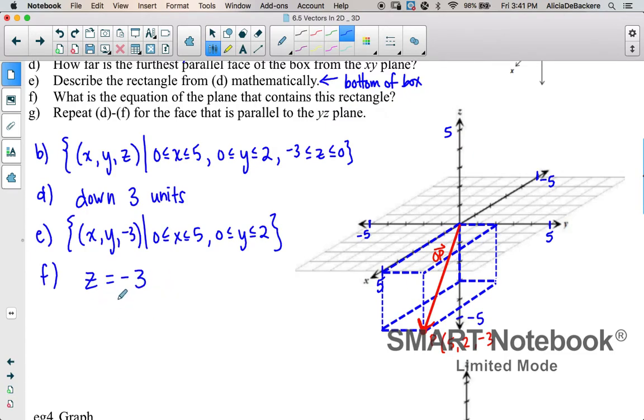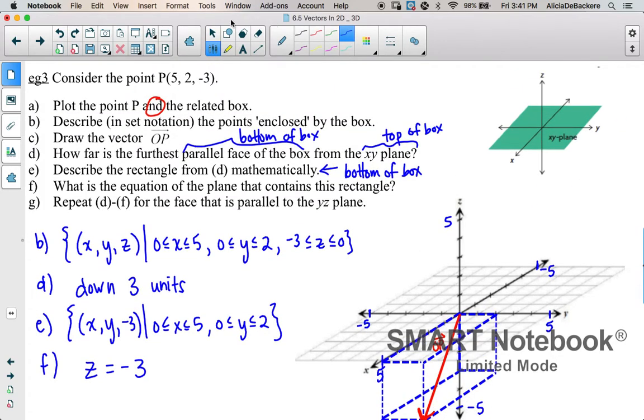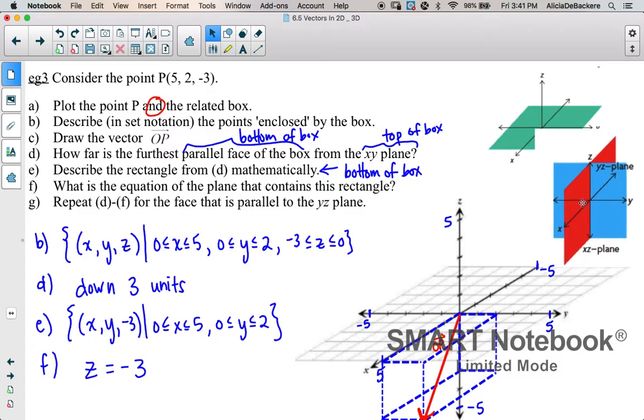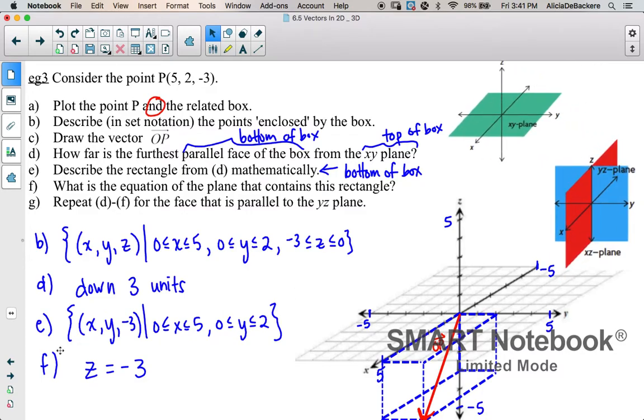So whenever I have a plane that looks like one of these three planes, where it's parallel to the planes that lie on the axes, the equation of the plane is going to look like this. It's going to be one of the variables, x, y, or z, equal to a number, depending on how far I slid it and which axis I slid it along. Here I took this green paper and slid it down the z-axis, so I have a z number.